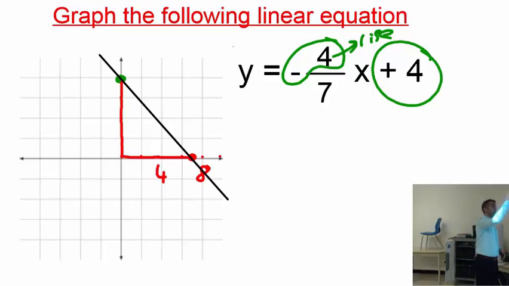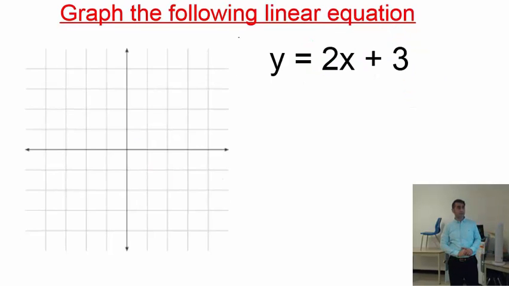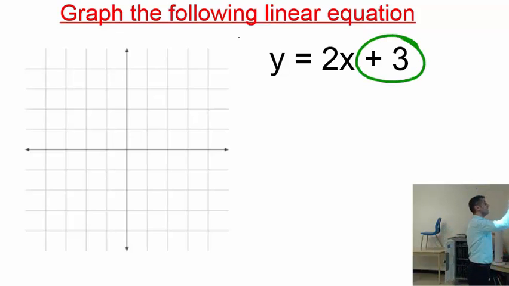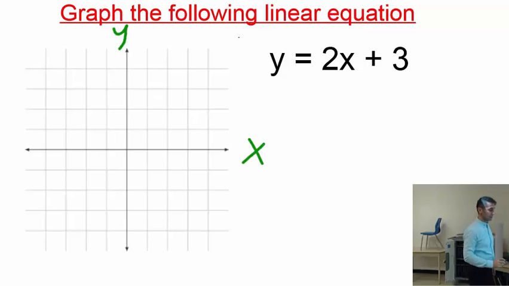Now let's do another example, slightly different. Y equals 2x plus 3. So what is the y-intercept? It is positive 3. Let's go ahead and find that first. On the y-axis, positive 3 is 1, 2, 3, right here. That's my first point. And now let's talk about the second point.